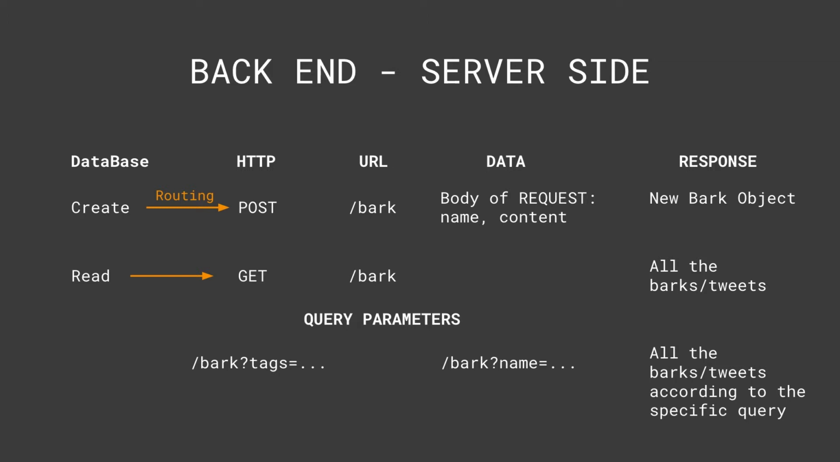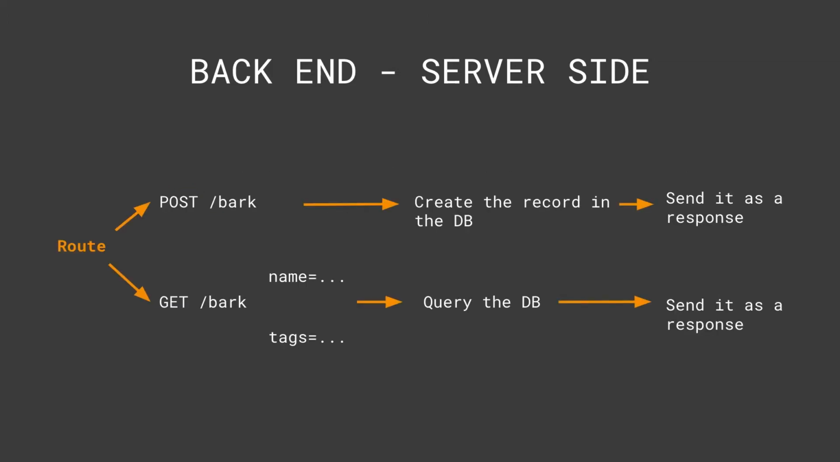In my case, I'm just going to provide two, the tags and the name. So to summarize, my backend is just going to have one route, the /park, and it's going to accept two types of requests, two methods. The post is going to be used to create the record in the database, and then it's going to send the response back. The get method will accept two query parameters, the name and the tags. It's going to query the database, and it's just going to send the result as a response.